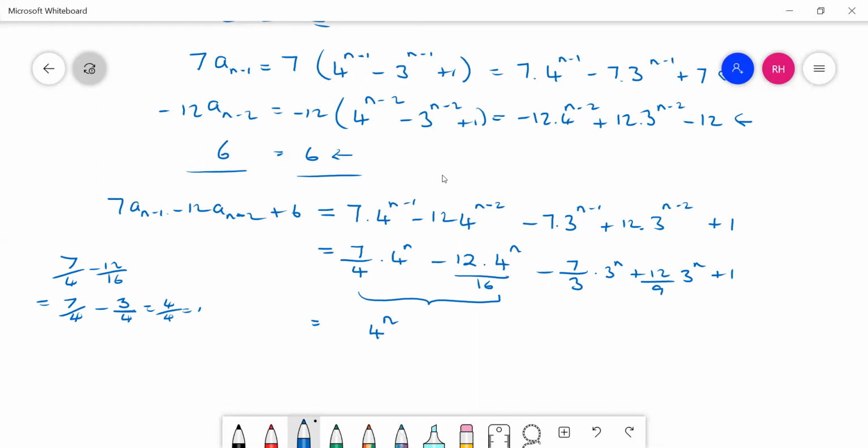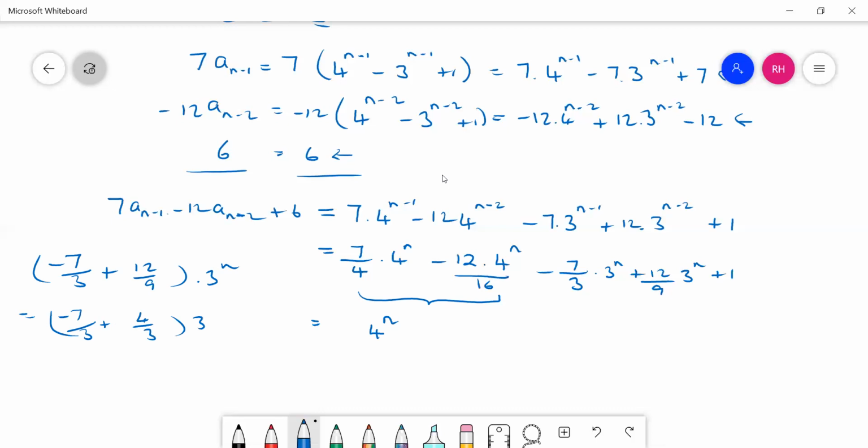Now the next bit, the 3^n bit. Let's rub this out. We're just using this as a little scratch pad over here. What have we got? We've got negative 7 on 3 plus 12 on 9, and that's all times 3^n. This bit here is negative 7 on 3 plus 4 on 3, times 3^n, and that equals negative 3 on 3, which is negative 1. So I'll just write here negative 3^n plus 1. And that's exactly what we're told is A_n.